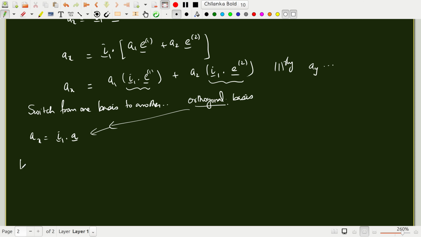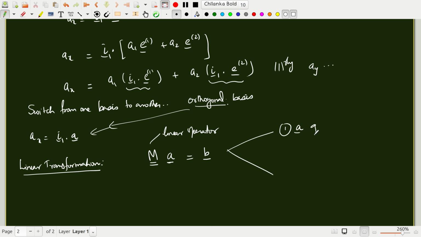Now let's think about a linear transformation. Suppose I have M, a linear operator as defined a few minutes before the beginning of the module. Let's say M operates on A to give rise to another vector B. Many a time you will find that there are two types of things that you can worry about in such problems. First is, A is given, find B. Second is, B is given, find A.